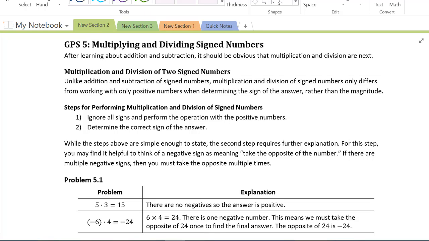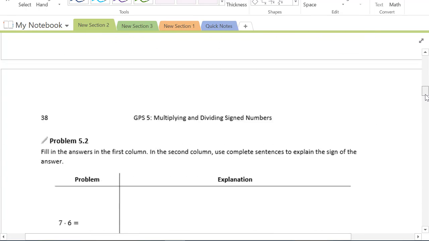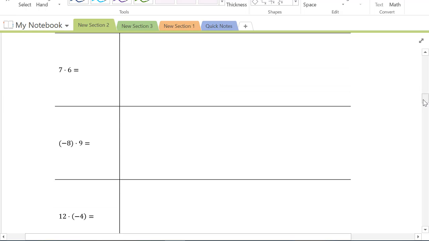So again, in this GPS, we're going to look at multiplying and dividing signed numbers. You can read the text if you like, but let's just go straight to a problem. So here we have 7 times 6. So 7 times 6 is 42, right? 7 is positive. The 6 is positive. So signs are the same. So the answer is positive.